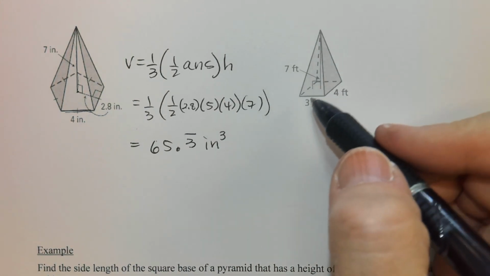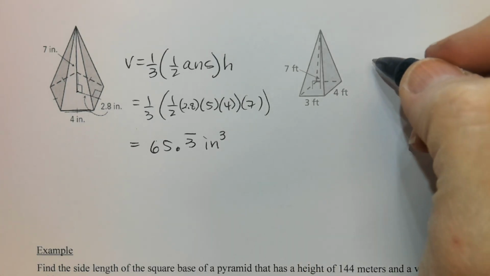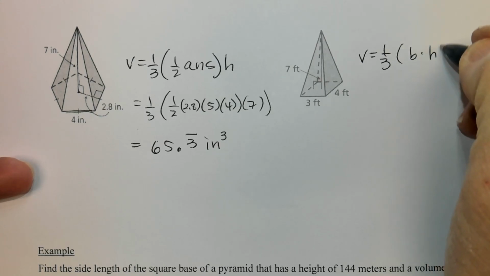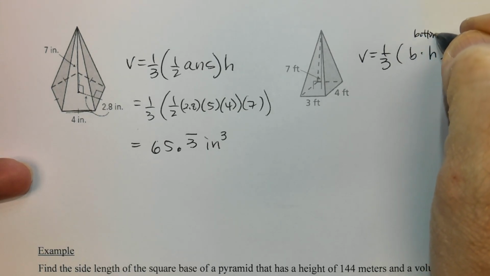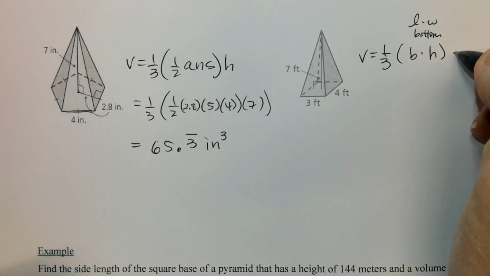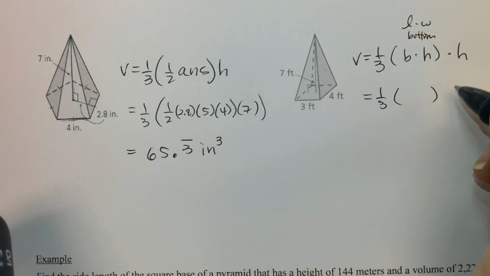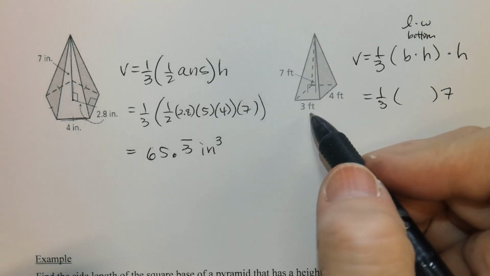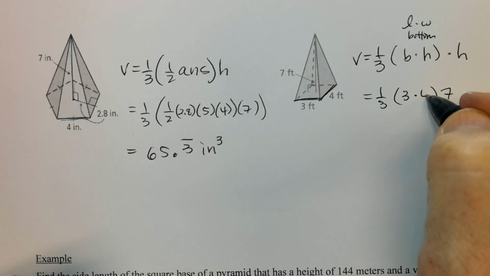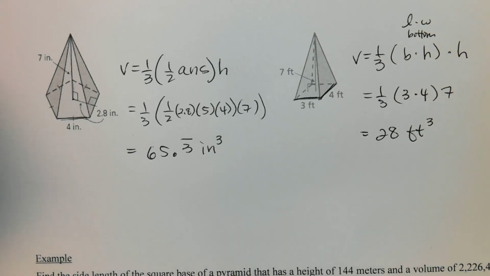The next one actually has a rectangular bottom. These two do not match, so the 3 and the 4 are different. But the formula still will work for us. So 1/3, and then we need base and height of the bottom, or like on your formula card, I also wrote could be length times width just to eliminate some confusion, and then times height of the pyramid. So 1/3, height of the pyramid is 7, that's the only place that number can go. And then I need length and width, or base and height of the rectangle on the bottom, which is 3 and 4. Gives us 28 feet cubed.